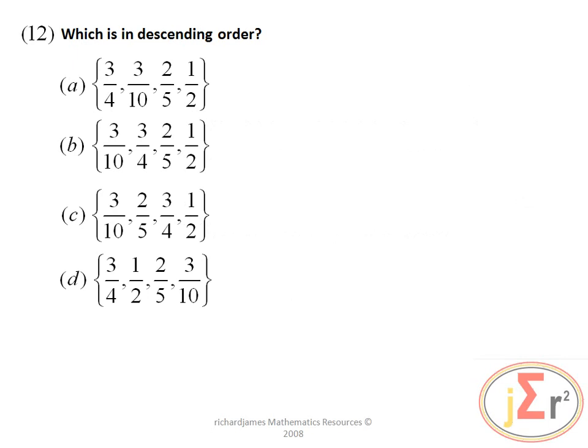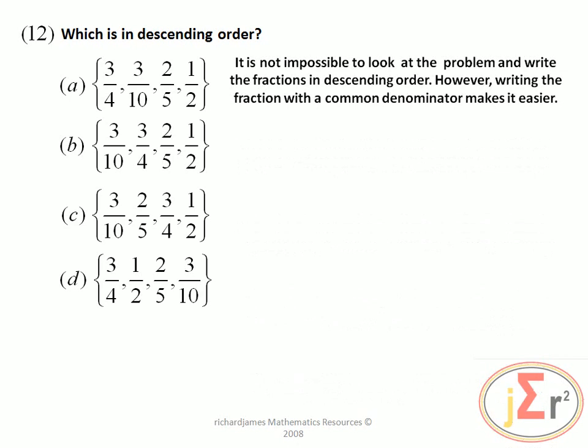Which is in descending order. What does it mean to descend? To go down, to get smaller, right? When the sun is descending, the sun is going down. And of course, if we are going in descending order in a scale, we are going down. So, which one begins at the largest value and ends at the smallest value? Well, with this technology that we have right here, we can devise 100 ways of getting it done. So this is just one of them. It is not impossible to look at the problem and write the fractions in descending order. Although even for Jerry Lewis it would be too much of a challenge to do that. However, writing the fraction with a common denominator makes it easier.